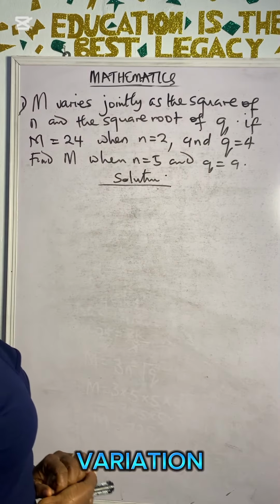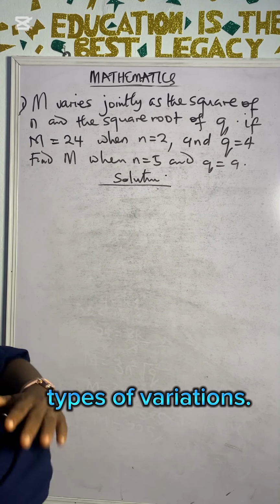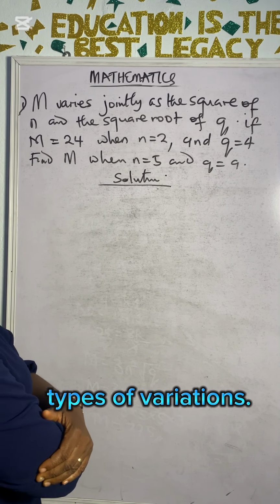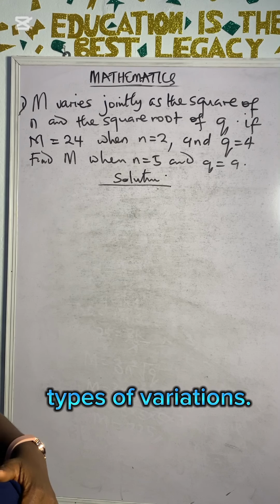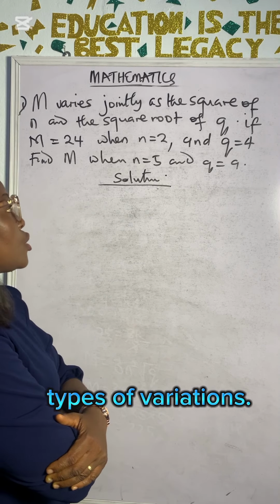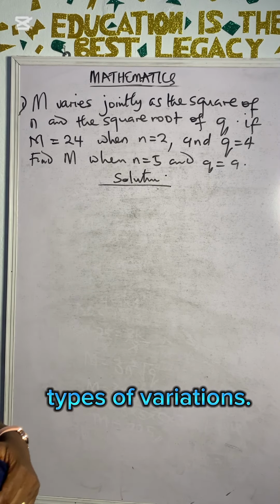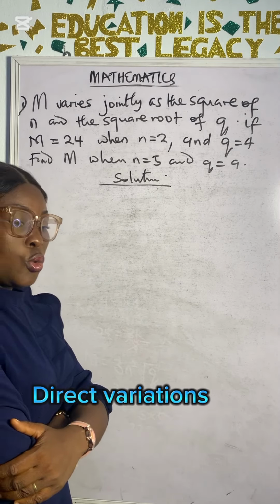Let's look at this question together. They said m varies jointly as the square of n and the square root of q. If m is 24 when n is equal to 2 and q is equal to 4, find the value of m when n is 5 and q is 9.